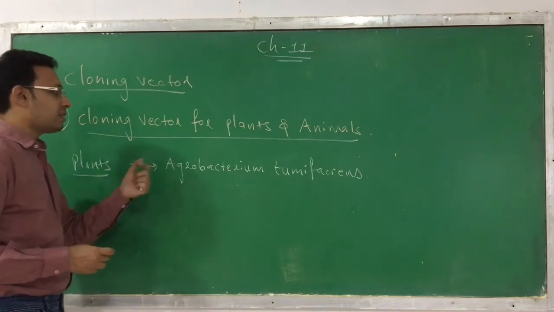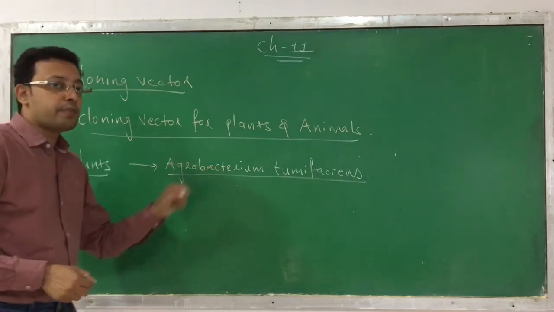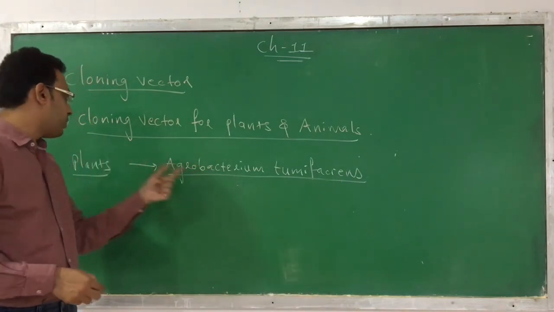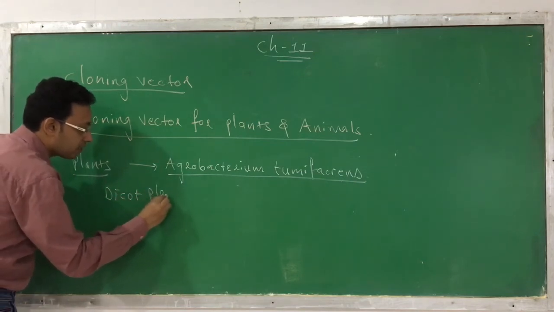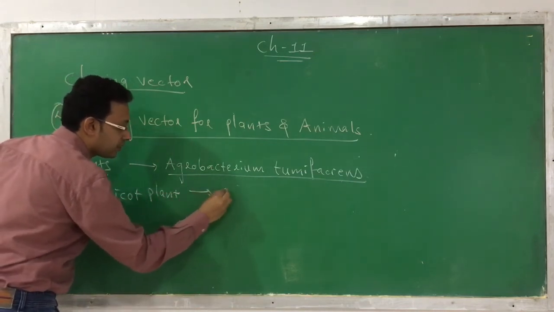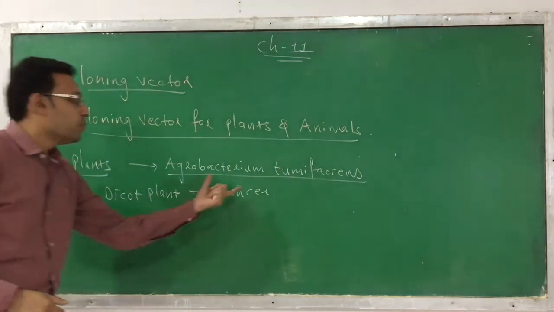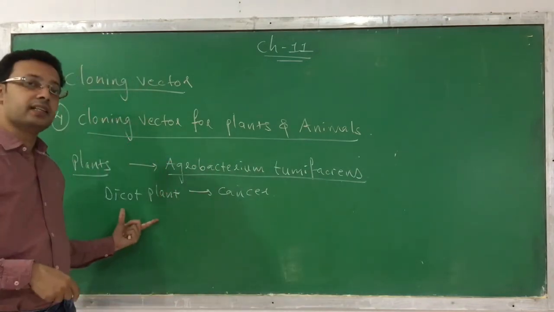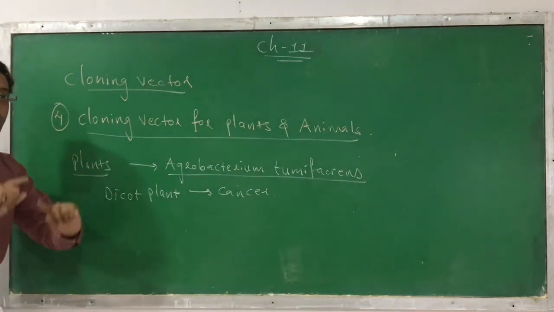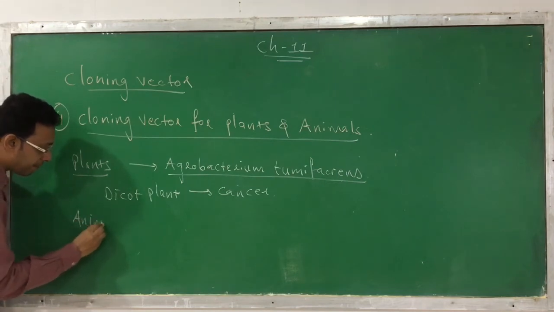In plants there is a bacterium called Agrobacterium tumefaciens. This bacterium is capable of causing cancer in a dicot plant. How? When this bacterium infects a plant cell, specifically a dicot plant cell, it converts a normal cell into a cancerous cell. Similarly, the same thing happens in the case of animals.